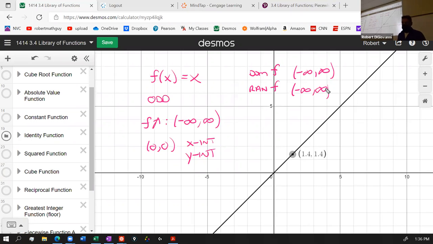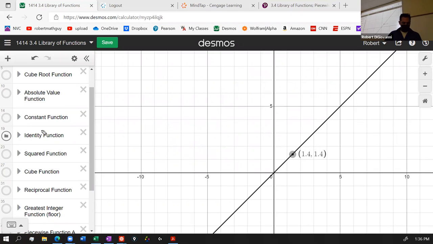Okay, I think that's good. Again, this is a very important function. It's called the identity because it's f of x equals x. So whatever gets plugged in is exactly what comes out. You plug in 5, it spits out 5. Plug in negative 2, spits out negative 2. What comes out is identical to what goes in. It's the identity function.